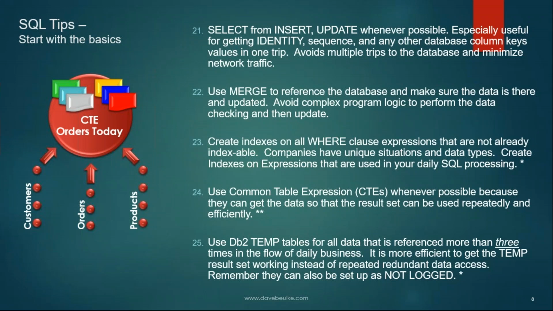The other aspect is number 23, creating indexes on expressions. If you have, again, an expression that is common within your business or common within your processing, you want to look at that expression and make an index out of it. One of the great features of DB2 is you can create an index over almost any expression, and I really endorse that also.